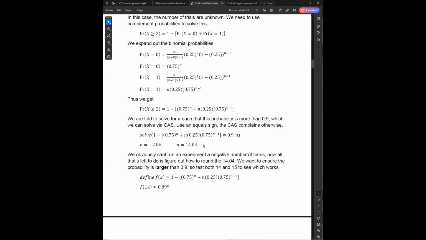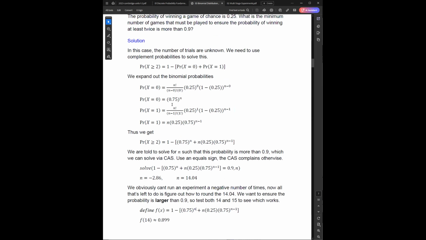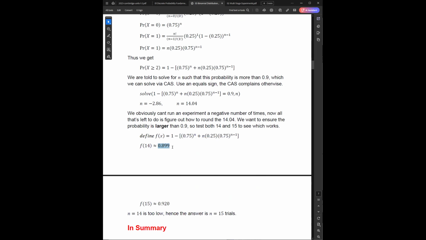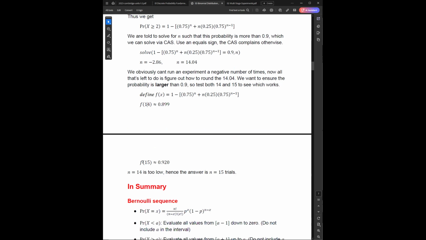If you want to verify whether it rounds up or not, then I recommend just testing. If I plug in n equals 14, do I get a probability that's actually greater than 0.9? So you can go back to your definition of what that probability is and then just test. If I chuck in n equals 14, do I get what I want? And in this case, you would get almost 0.9, but not quite. If you chuck in n is 15, then you get above 0.9, which is what you want. And so in this case, you would give n equals 15 as your answer.